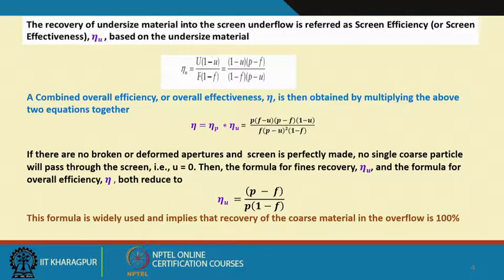Now, you may ask me, or you may be wondering, that if the screen is perfectly made, how come the undersized material reports to the oversized fraction?